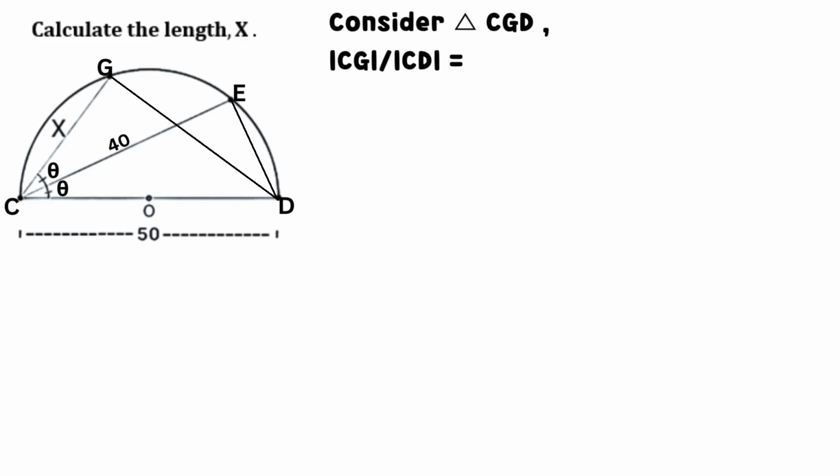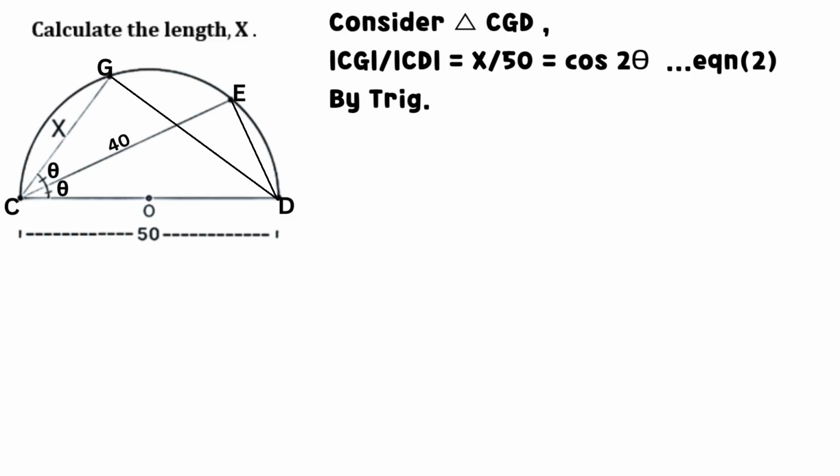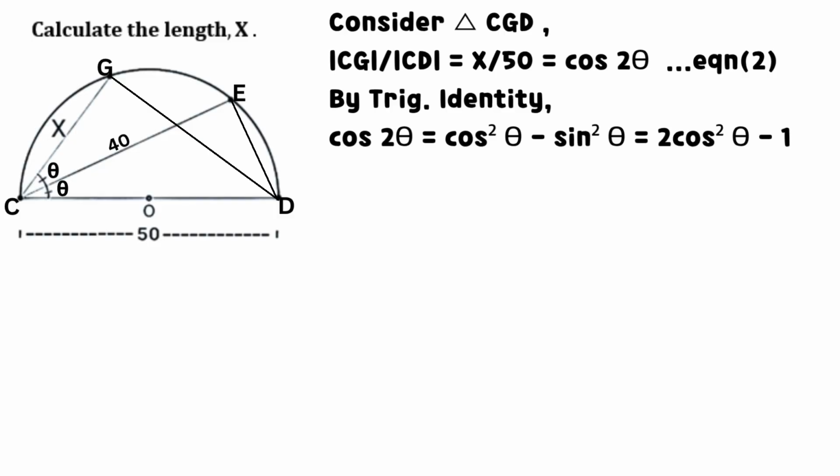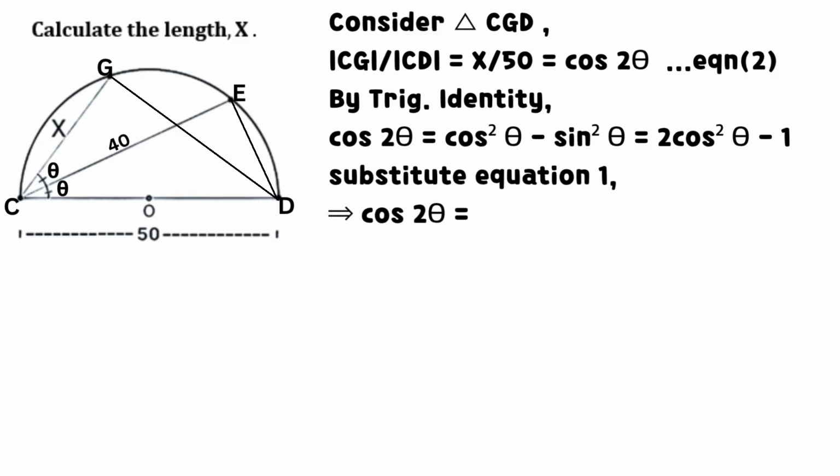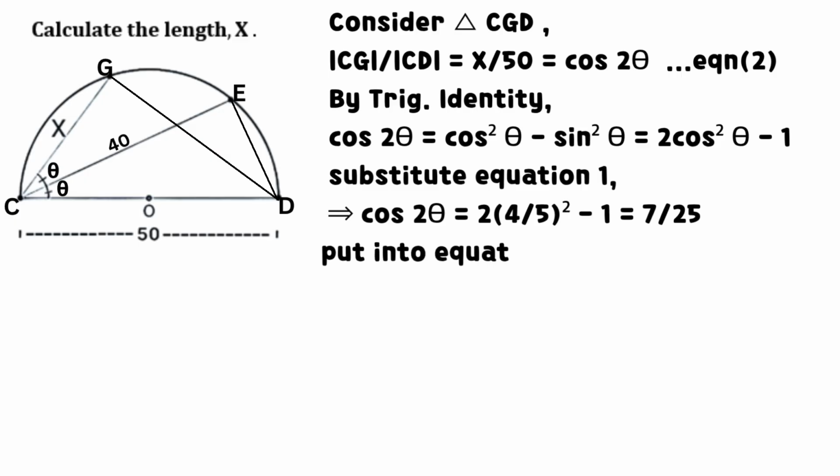Consider triangle CGD. Line CG divided by line CD equals x divided by 50, which equals cosine 2θ. We call it equation 2. By trigonometric identity, cosine 2θ equals cosine squared θ minus sine squared θ, which equals 2 times cosine squared θ minus 1.